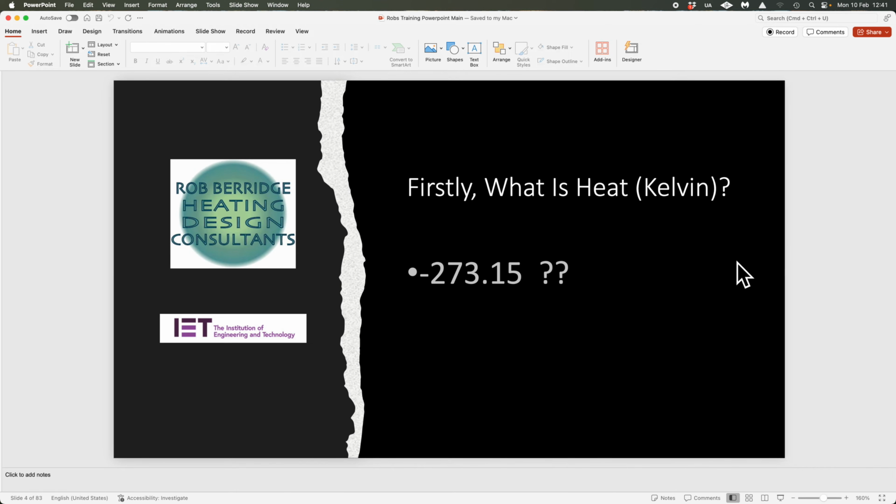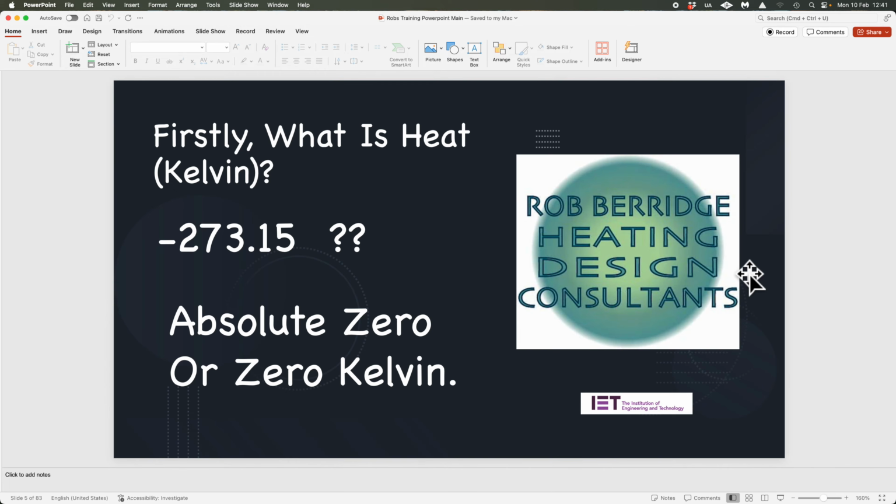First of all, we have to understand a couple of things here. You will often see on drawings, on builders' drawings, etc., temperature given in Kelvin. And what we need to understand is what that figure of minus 273.15 actually means. Well, we won't dwell on it too much. This is absolute zero. This is absolute. So Lord Kelvin actually worked out that you cannot extract energy out of anything at a temperature down at minus 273.15.